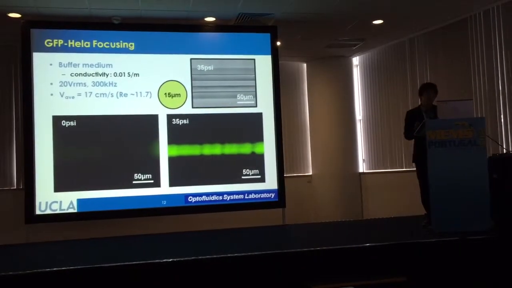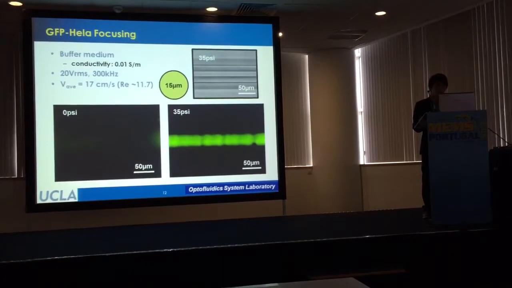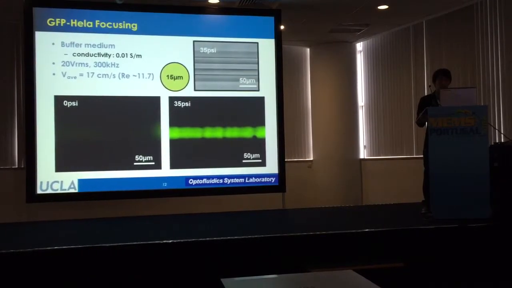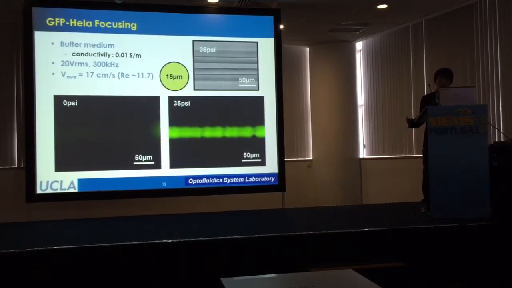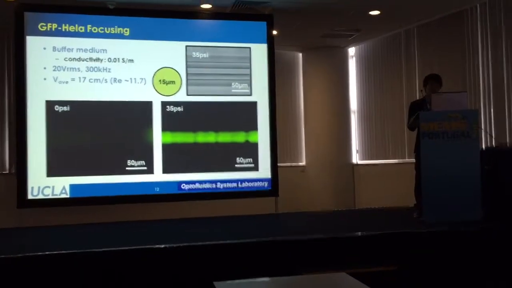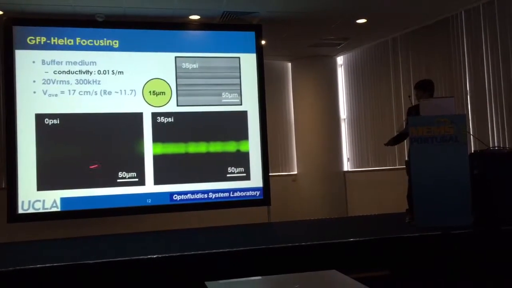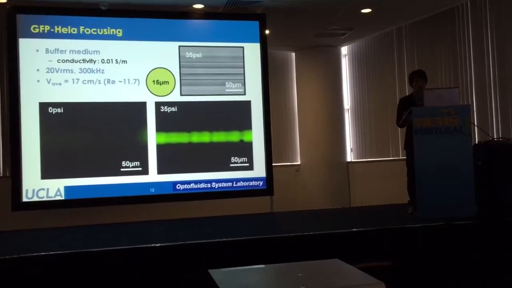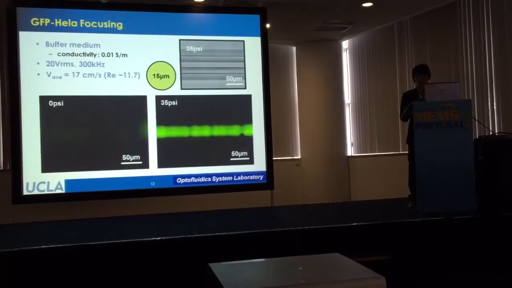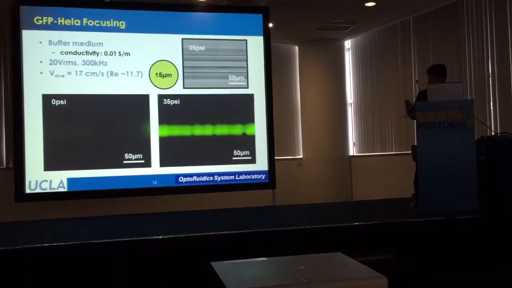So in the focusing test, we start from a large particle size, which is the mammalian GFP HeLa cell line. Each individual cell has a diameter around 15 micron. With the medium conductivity and applied voltage shown here, we pump the sample into the device with an average flow velocity around 17 centimeters per second. When operated without sidewall deformation, we observe no focusing at all. As we pressurize the side channel under 35 psi, the sidewall gap is around the size of the cell. DEP force can attract all the individual cells to flow into a single stream.